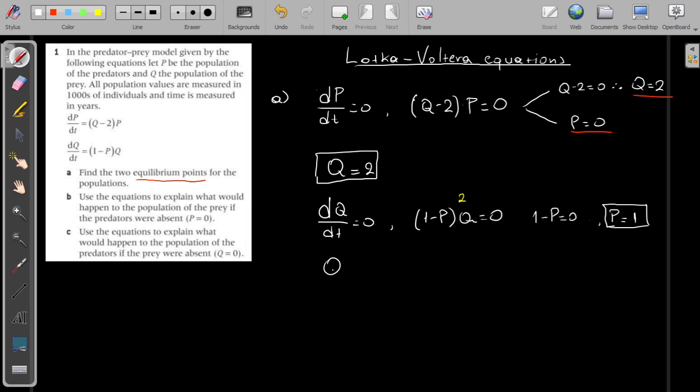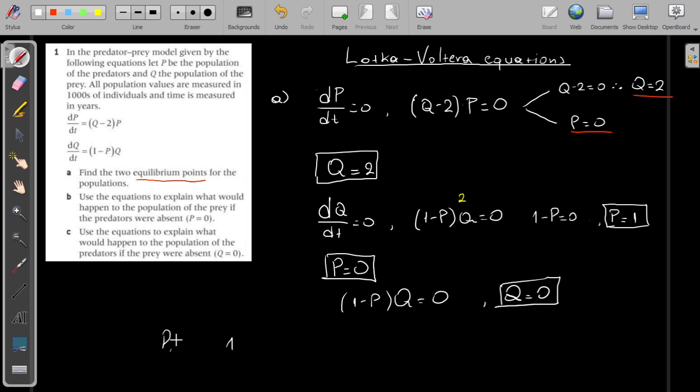I'll do the same for the other value. When P equals 0, let me see what will happen in my equation. (1 minus P) times Q is 0. So if P is 0, it means Q should be 0. So the two equilibrium points, as (P, Q), are (1, 2), and the other equilibrium point is (0, 0).